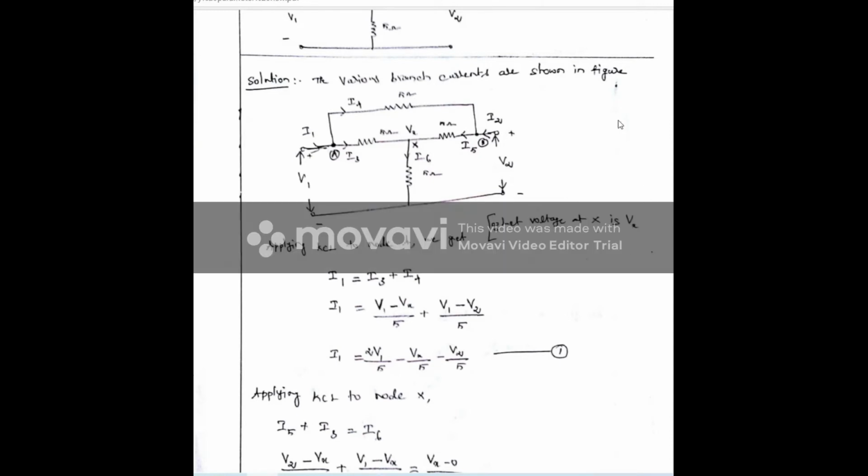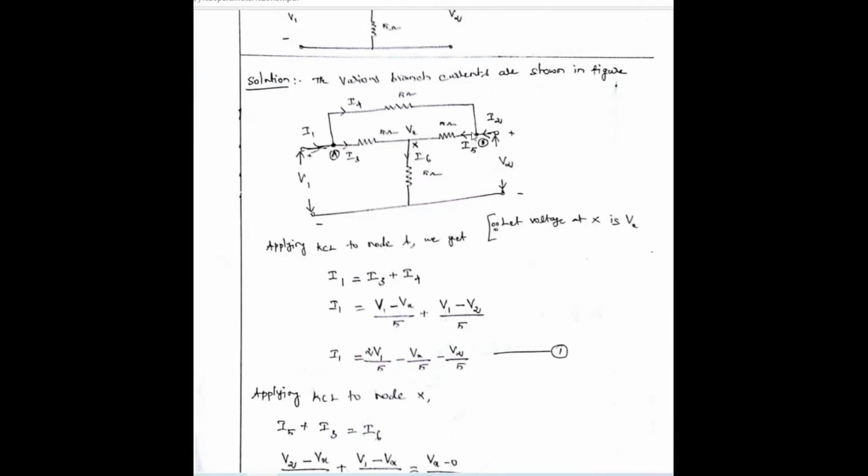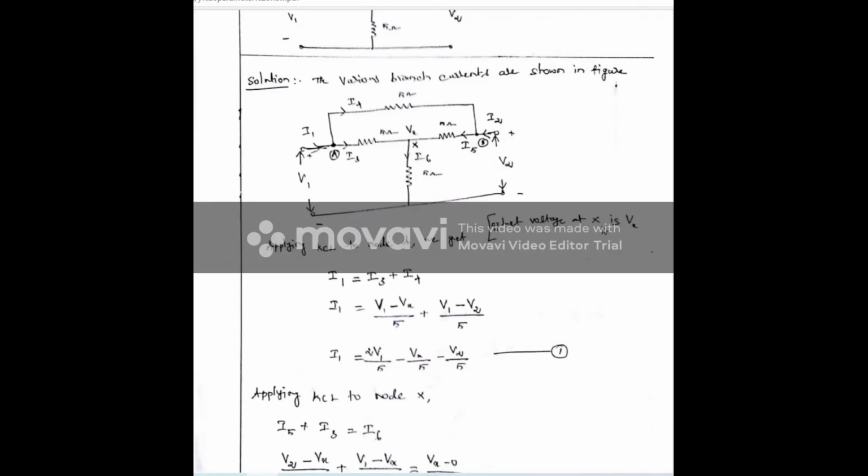Similar to the previous problem, we are going to write the KCL equation for node A. Here the voltage at node A is V1, and the voltage at node B is V2. Here one more node is there, this is node X. Let us take the voltage at node X as Vx. It is one unknown, and we have to eliminate that unknown term.